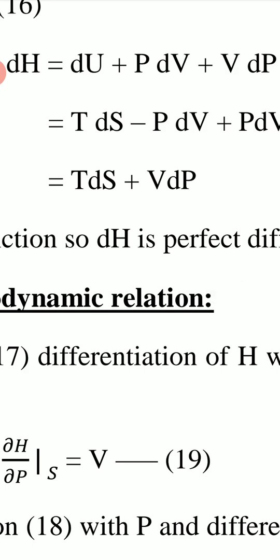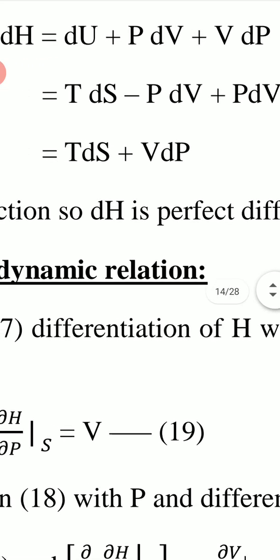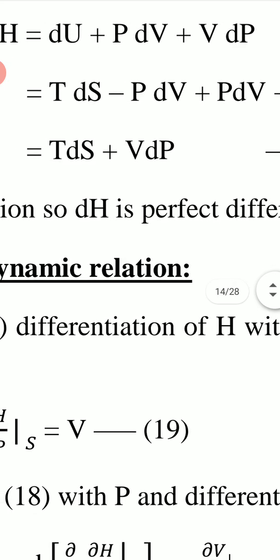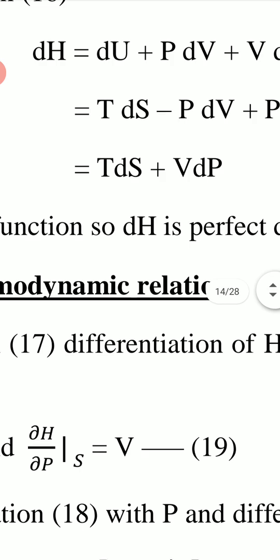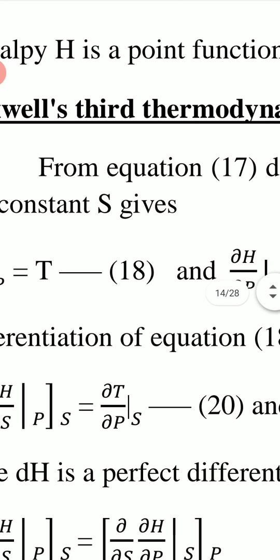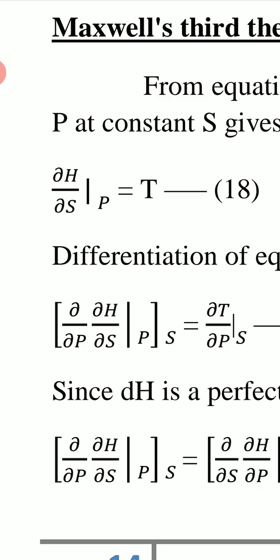And we can find Maxwell's third relation from this equation, that is equation 17, dH equal to TdS plus VdP. We can find Maxwell's third relation from this equation 17 in a similar manner as we found Maxwell's first and second relations. Now, if we keep S constant, then the first term of the right hand side becomes 0, dS becomes 0 if S is constant, and if we keep P constant, then dP is 0, the second term will be 0. So if we keep P constant, then the second term will be 0 and we have dH equal to TdS, or delta H upon delta S equal to T. This is relation 18, delta H upon delta S is equal to T, and it is for constant P.